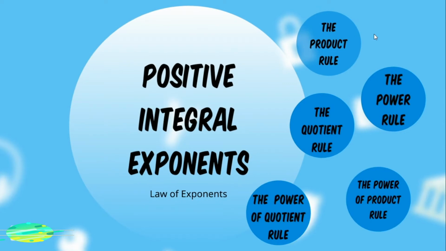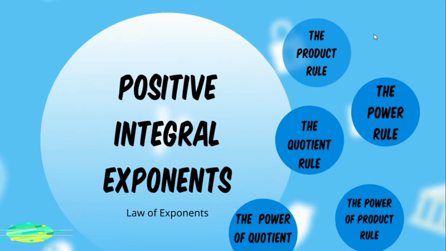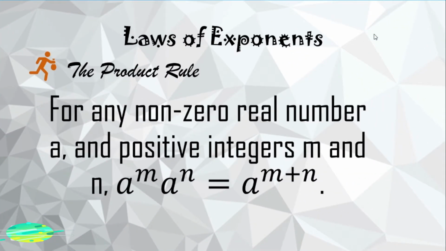We have positive integral exponents. Under it are the laws of exponents, which you have learned from grade 7 up to grade 8. Now, we have the product rule, the power rule, the quotient rule, the power of product rule, and the power of quotient rule. The product rule is defined as: for any non-zero real number a, and positive integers m and n, a raised to m times a raised to n is equal to a raised to m plus n.